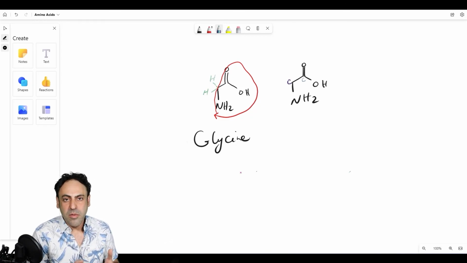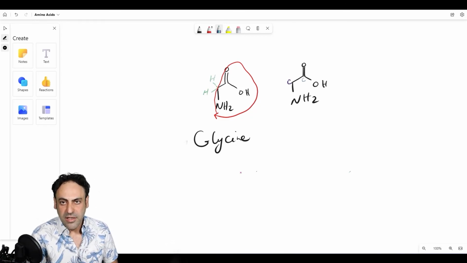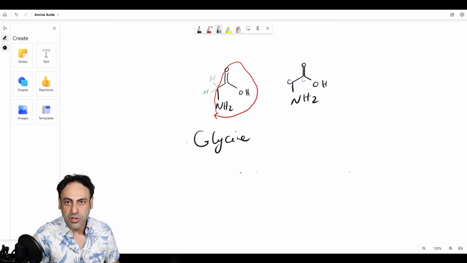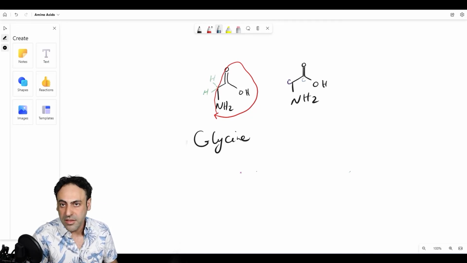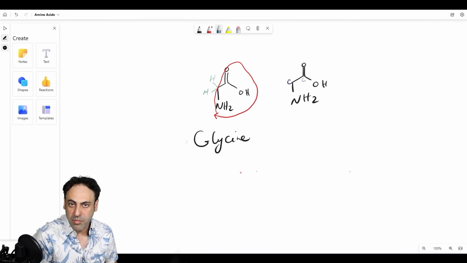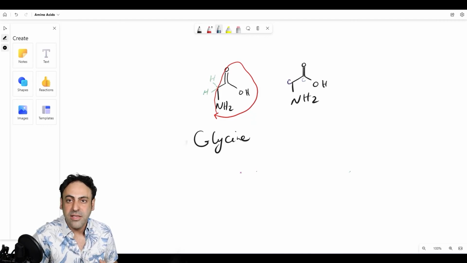Okay, because we said that in this lecture we're going to talk a little bit about the clinical correlations of the amino acids as well as drawing the structure, let's talk about glycine a little bit. Glycine is the smallest amino acid that exists, and it is non-polar based upon its chemical properties.